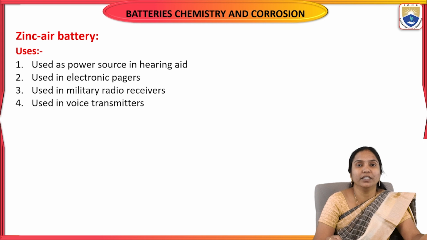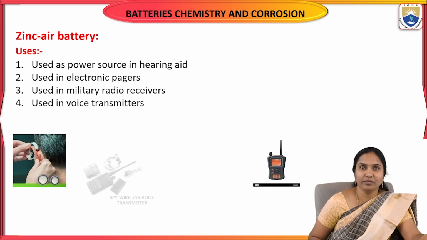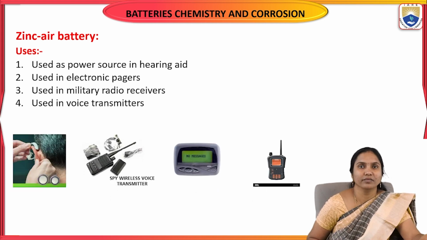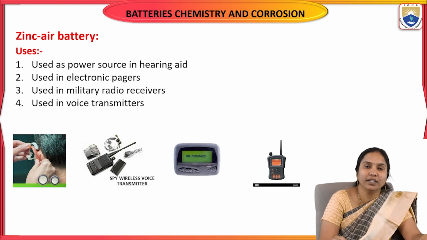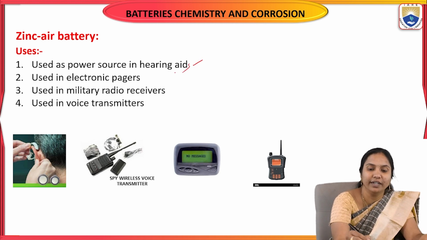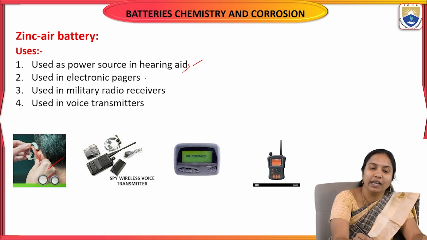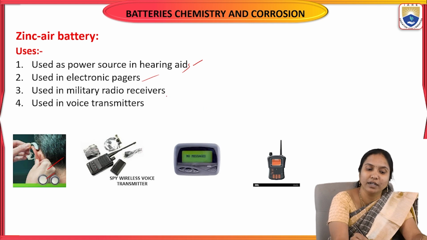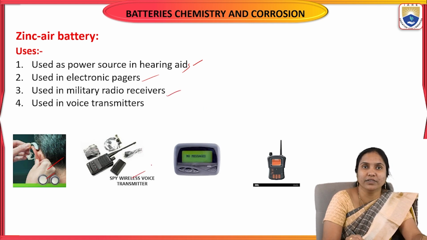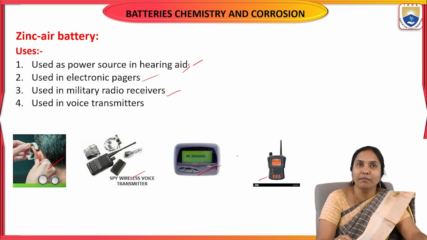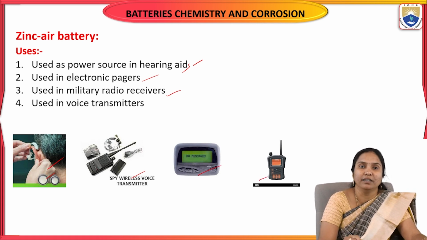So what are the uses of zinc battery? It is used as a power source in hearing aids. Button sized zinc battery is used in hearing aids. It is also used in electronic pagers, military radio receivers, and voice transmitters. These are the examples of zinc batteries.